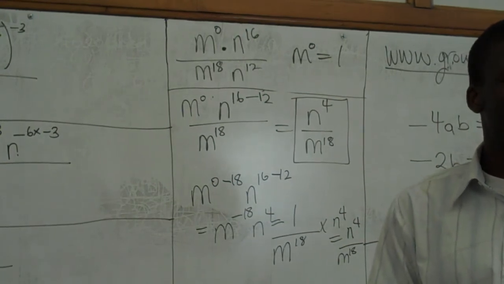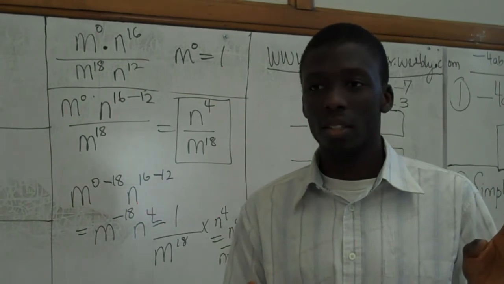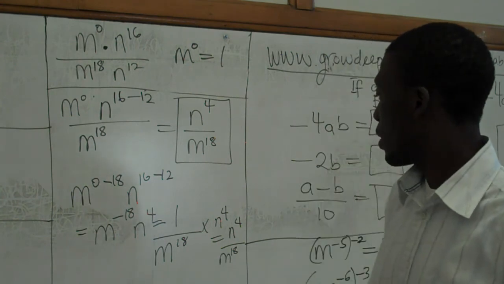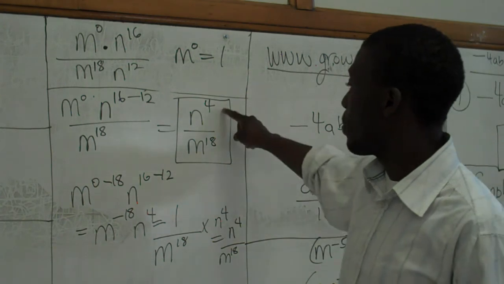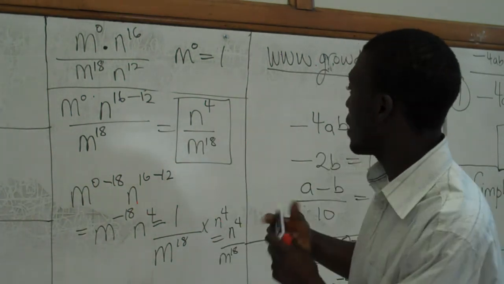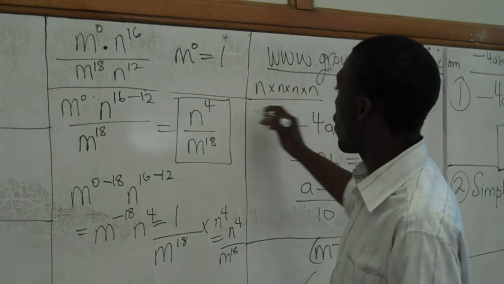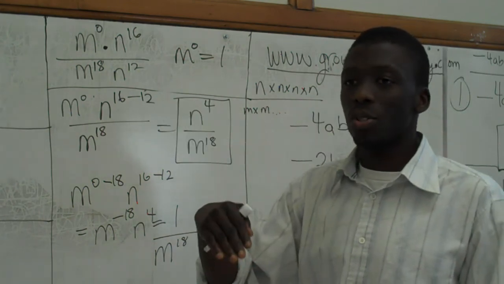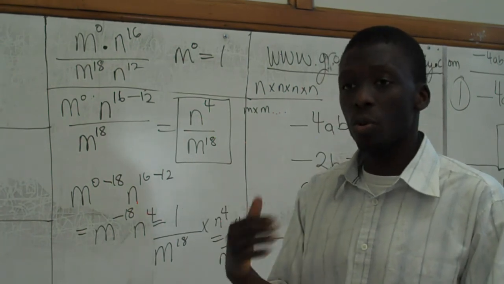Any questions? Yes? Could you simplify n to the second m to the 9 over m to the second over n to the 9? Can I simplify this? No, because they don't share the same base. What this is the same thing as saying is n times n times n times n over m times m all the way to 18 m's. N's don't go into m's and m's don't go into n's. If I gave you specific numbers, then yes, maybe you'll be able to simplify.